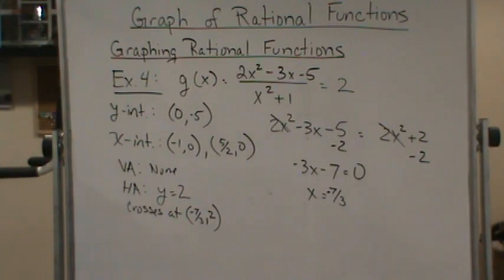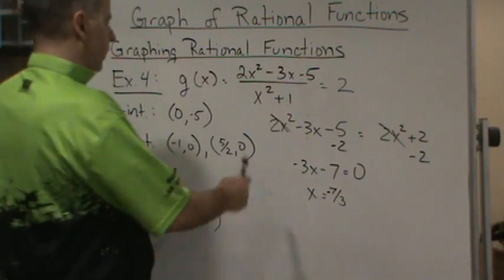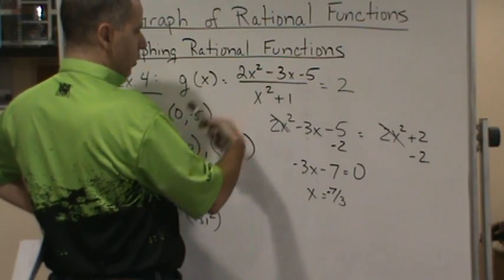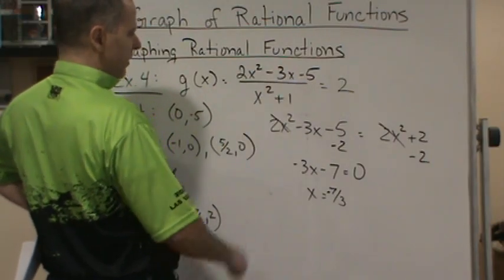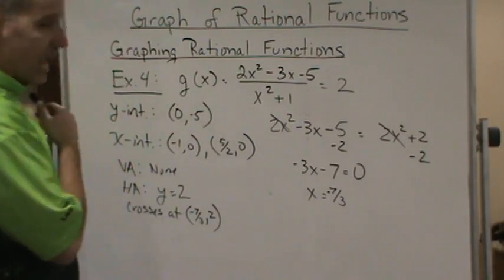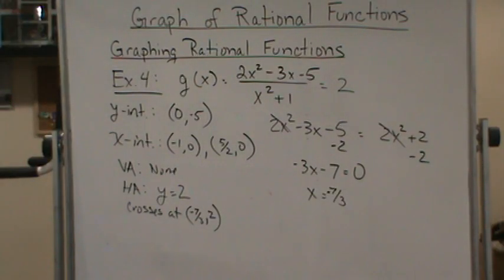Okay, so now what else? What's the next thing we look at? We look at symmetry. Well, you could see that this is not going to give you either. It's not even or odd, because you've got a mixture of even and odd exponents here. So this is not an even and it's not an odd function. So symmetry is not going to be easy here, so I would just skip it.